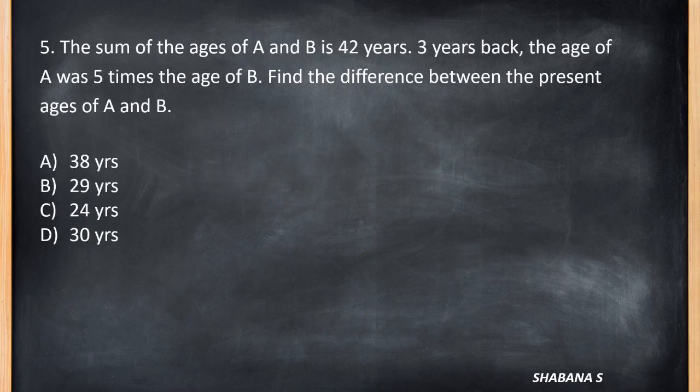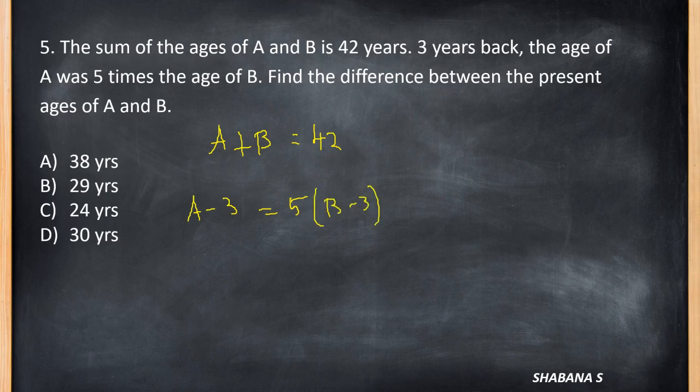The next question, the sum of the ages of A and B is 42 years. So we can take A plus B equal to 42. 3 years back, A minus 3, the age of A is 5 times the age of B, B minus 3. Find the difference.